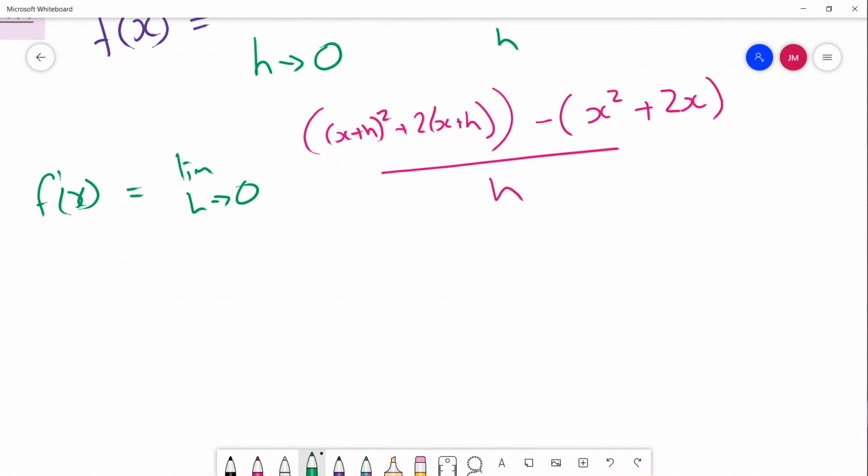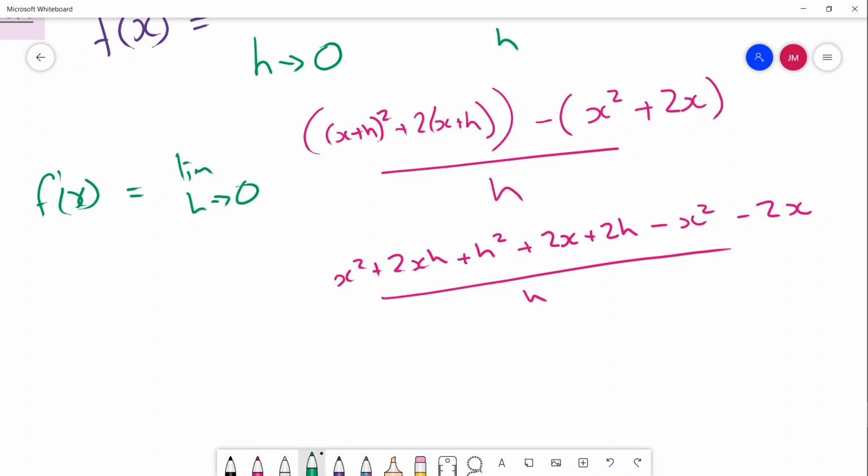Okay, looks messy. Still no closer to find our answer. But we've got x plus h all squared. We can expand those brackets and try and simplify to remove any common factors. So x plus h all squared would be x squared plus 2xh plus h squared, plus 2 times x plus h would be plus 2x plus 2h. And then we'd have minus x squared minus 2x because the minus is outside the bracket, all divided by h. This stuff follows it down.